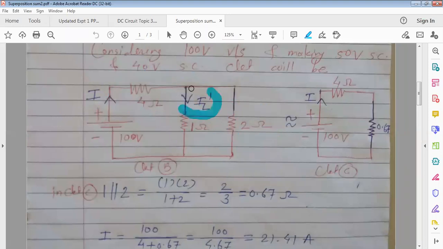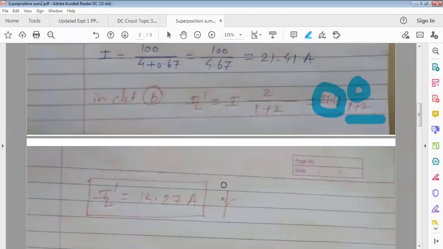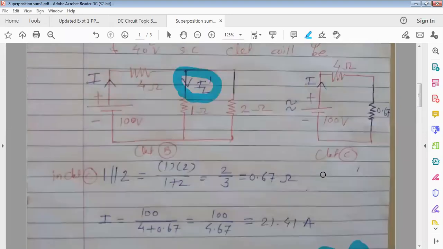We wanted to find out IL dash. It is flowing through 1 ohm, and parallel to it is 2 ohm. So see here, total current 21.41 into 2 ohm divided by the addition of the two parallel resistances. Got it? So IL dash is 14.27 ampere.